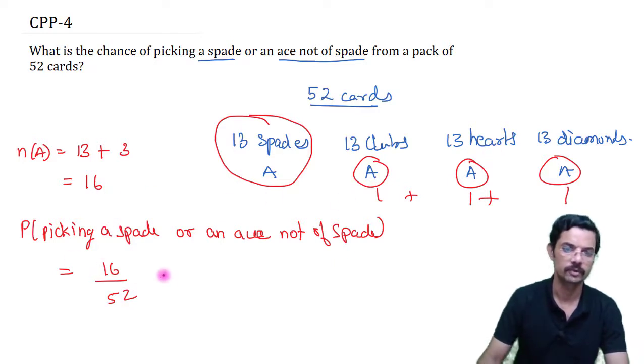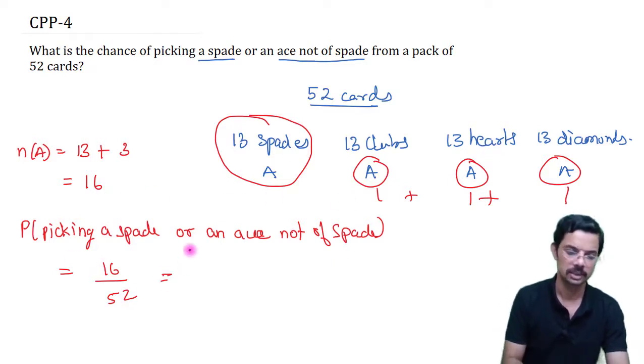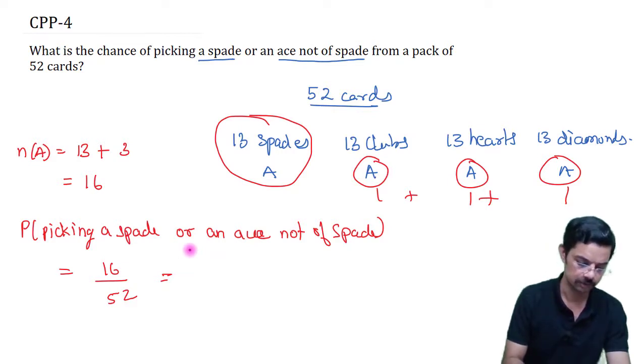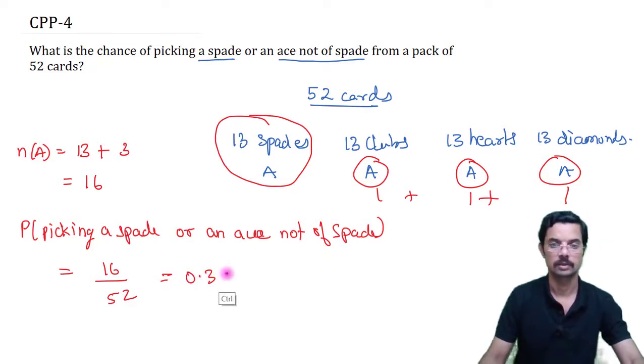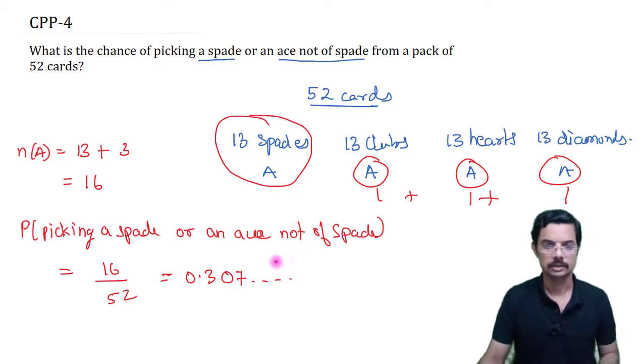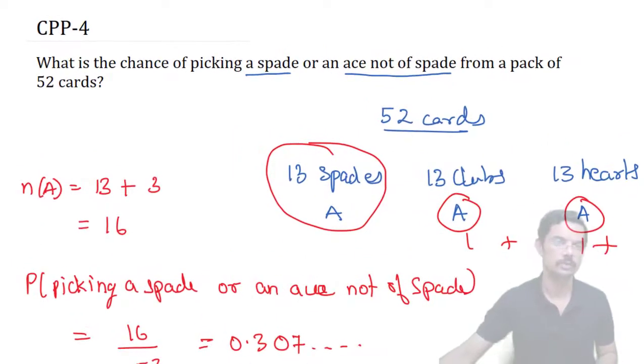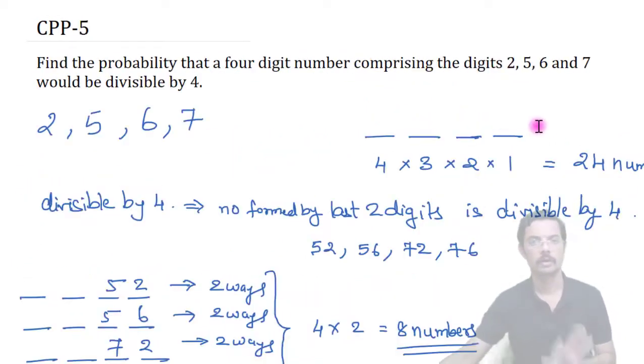So 16 divided by 52. We can further simplify. 16 divided by 52 will give you 0.307 and so on. Okay, the answers can be matched. Next question, question number 5.